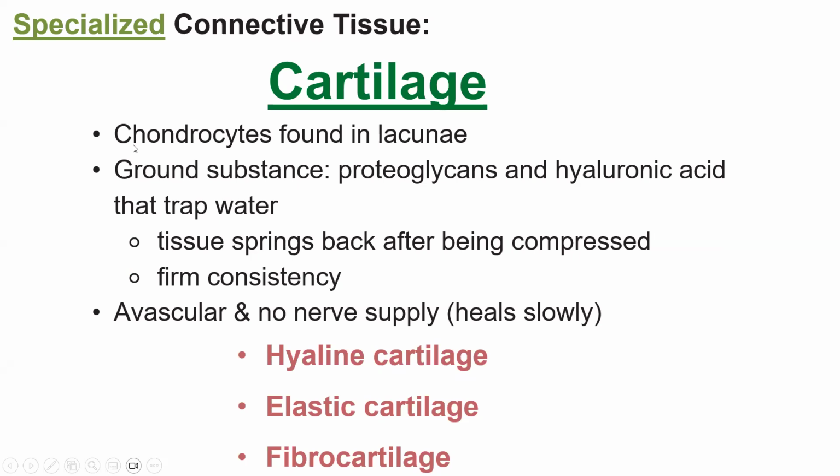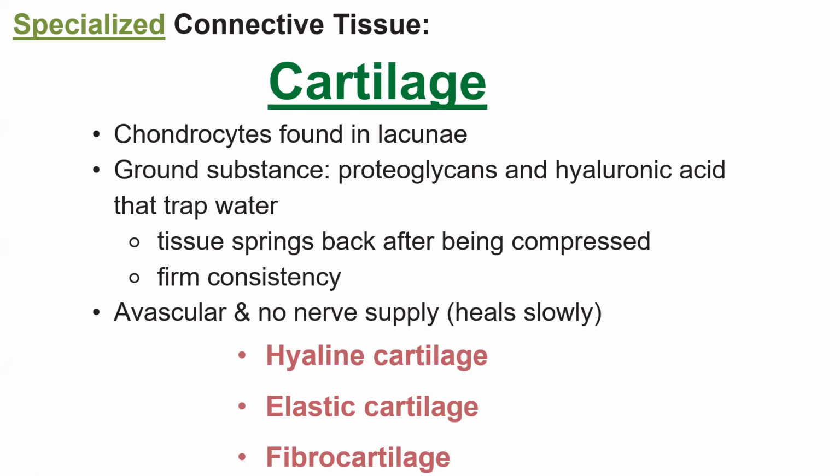One thing that we can look at on the microscope that's a bit characteristic of cartilage and bone as well is that our cells, our cytes, these are our mature cells that are maintaining that tissue, are found in these little pockets called lacunae. And so I'll show you that on our next slide. Our ground substance in cartilage is going to also contain proteoglycans and hyaluronic acid. And so what those do is trap water. So they're trying to keep that tissue hydrated, and that allows it to spring back so it's good or strong against compression. And it also gives it a bit of a firm consistency so it doesn't have too much give.